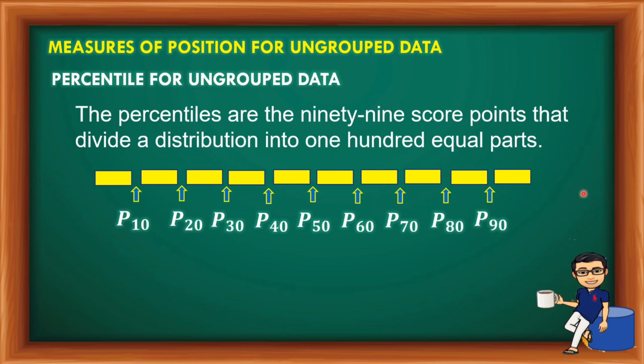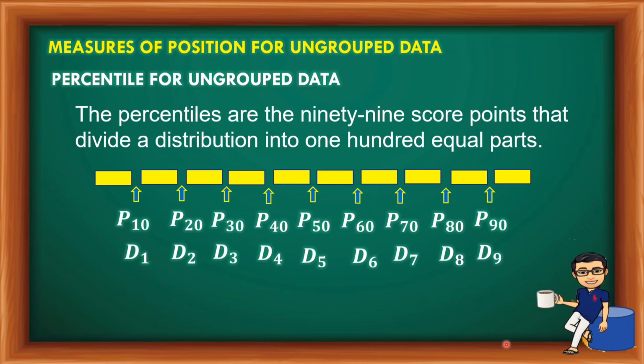Another thing, when we already computed percentile 10, ibig sabihin daw nun, na-solve na rin natin ang decile 1 kasi percentile 10 is also equal to decile 1. Same with the others. So in other words, lahat yung magkakatapat na yan ay equal ang nagiging sagot.